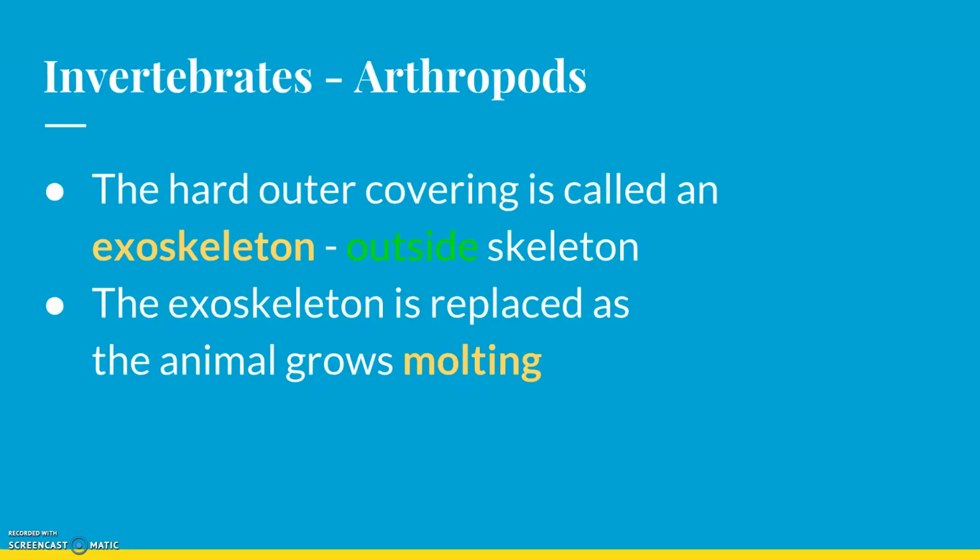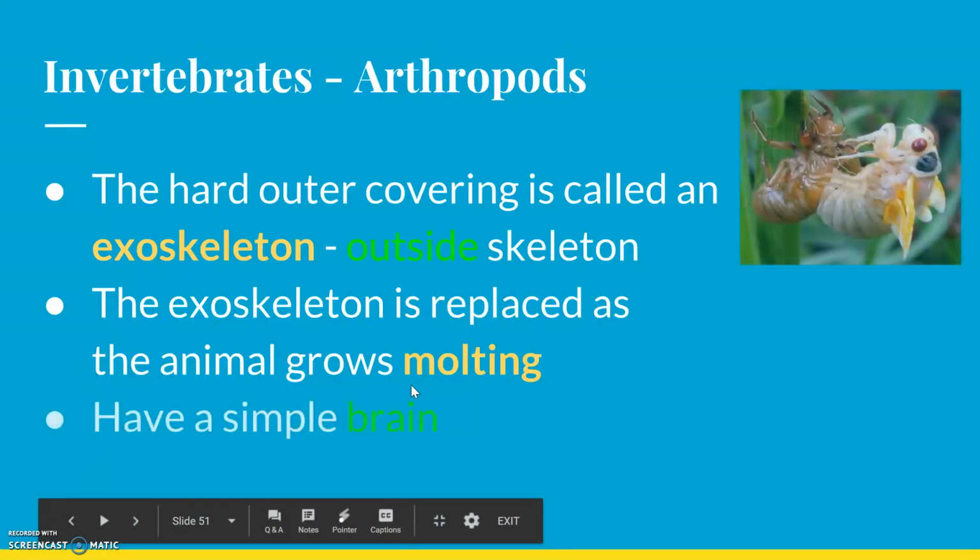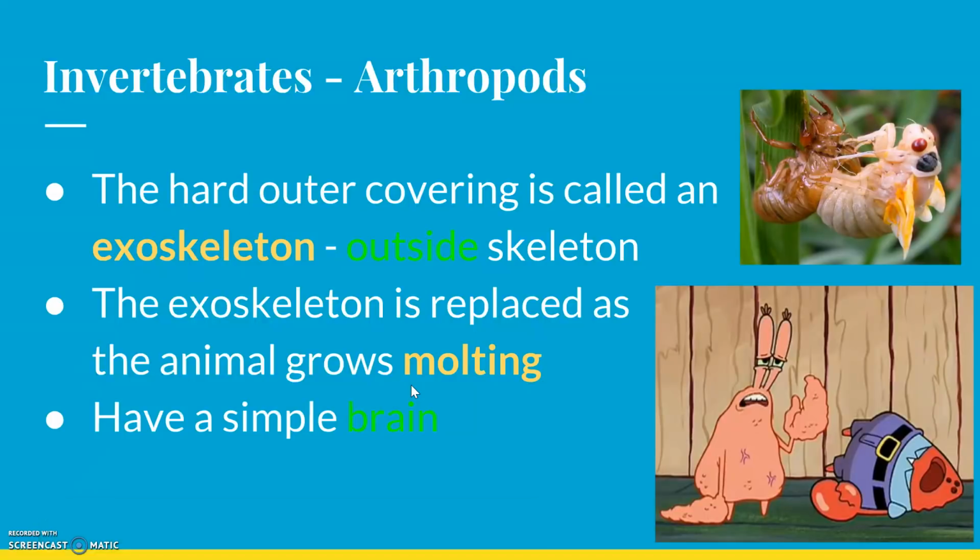So if you do watch SpongeBob at all, you know that Mr. Krabs has a couple episodes where he does molting. He is replacing his exoskeleton. So the problem here, and here's a picture of Mr. Krabs, is because their bones are on the outside, they are limited to how big they can grow.